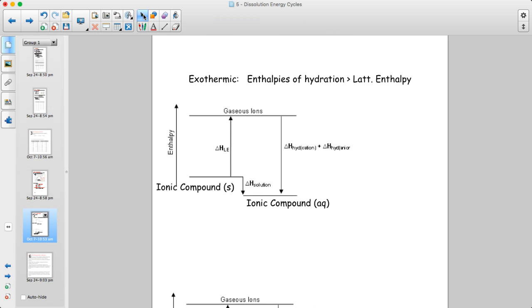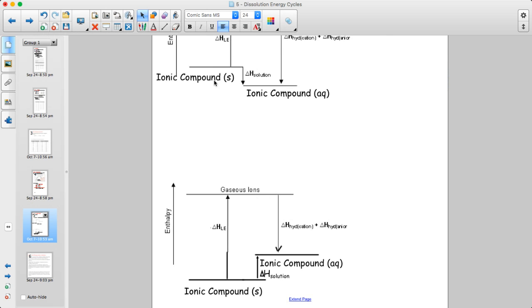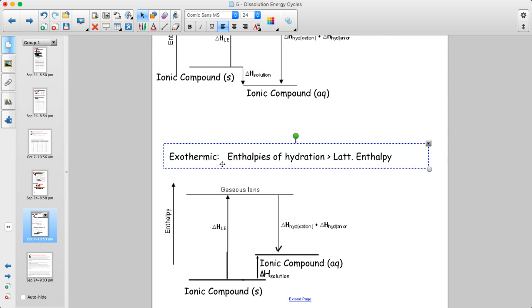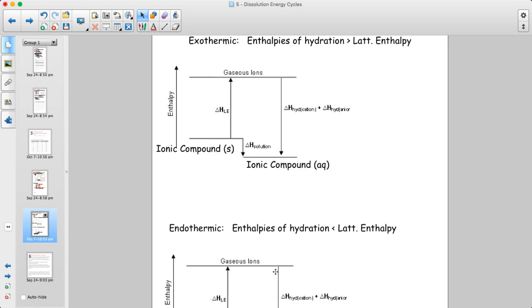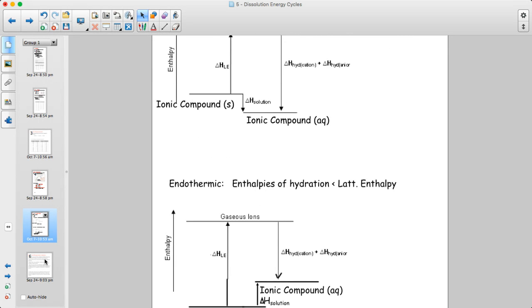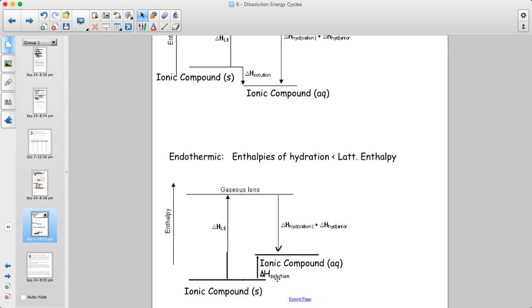Okay, and then so clearly the reverse is also possible. We're going to have endothermic enthalpies of aqueous solution when the lattice enthalpies are greater than the enthalpies of hydration. So sometimes dissolving a salt absorbs energy from the water and it gets really cold, and that would be because it takes more energy to break apart the ionic compound than you get back when the ions mix with water, and so you get a positive enthalpy of solution. So both are possible. Some salts are extremely exothermic in water and some are extremely endothermic.